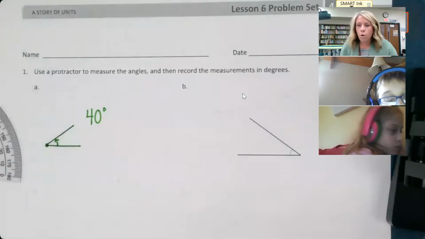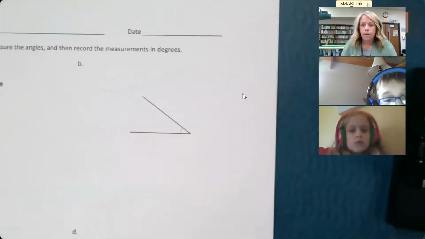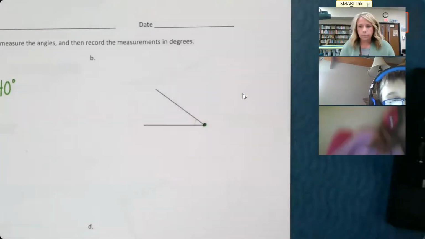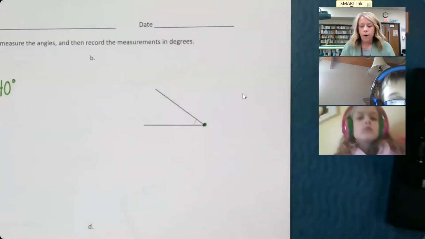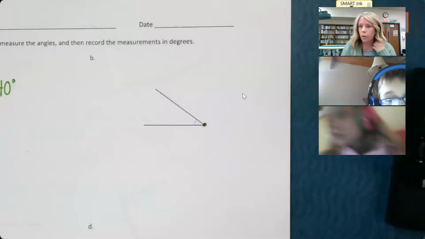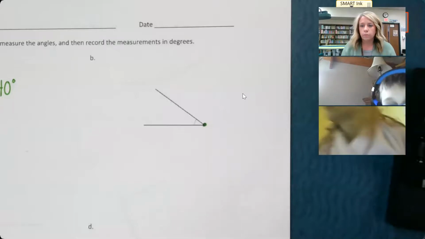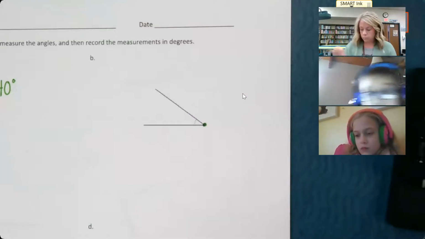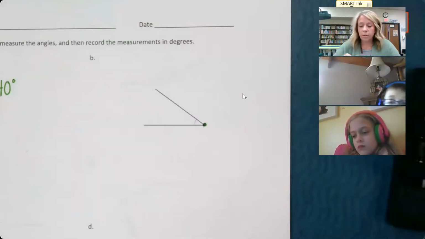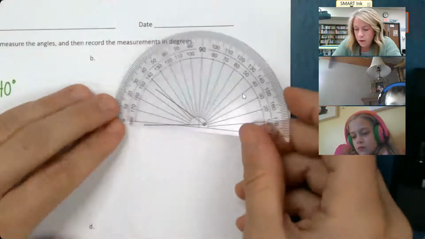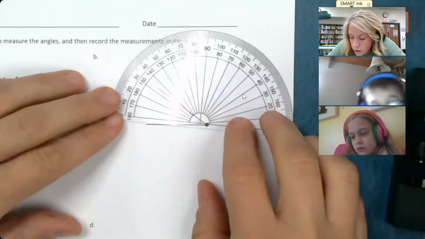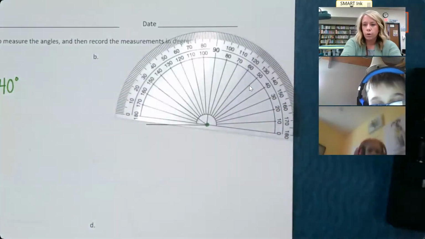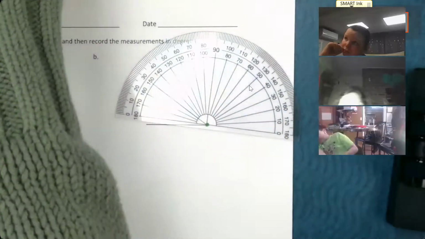Okay, let's go over to letter B. First thing I'm going to do is draw a point on my vertex. Okay, let's see who remembers. Brian, what's my first checkpoint? What do I want to do first? Line the protractor up with the vertex. Very good. Okay, so here's the center of my protractor. I line it up. Now what do I do, Olivia?